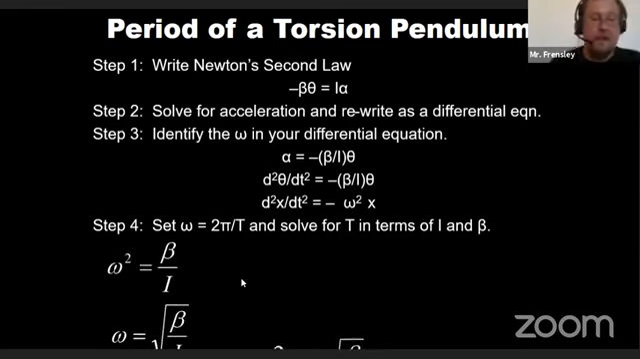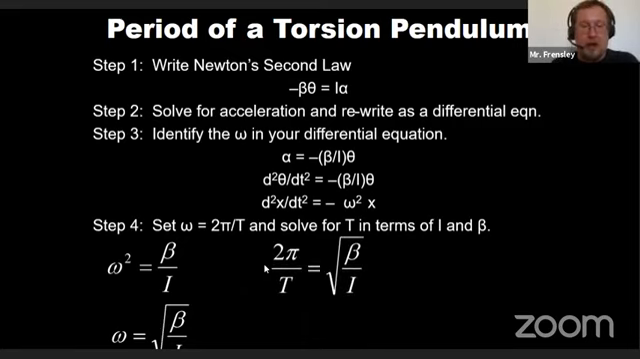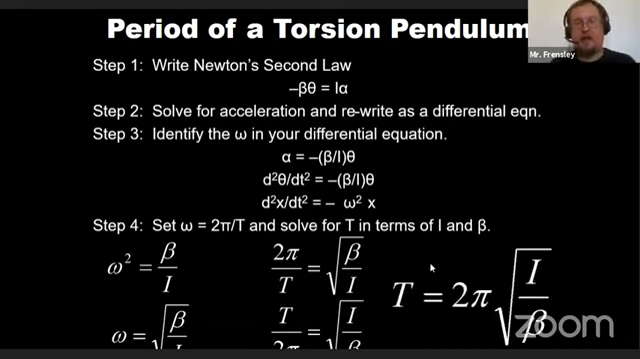Okay, all good. And then let's have a look. Omega is 2 pi over the period. So let's flip both of those right there. These two are still in jail. They can change bunks, but they're still in the jailhouse. Let's flip that 2 pi up, and you've got your period is 2 pi radical I over beta. That's a torsion pendulum right there.